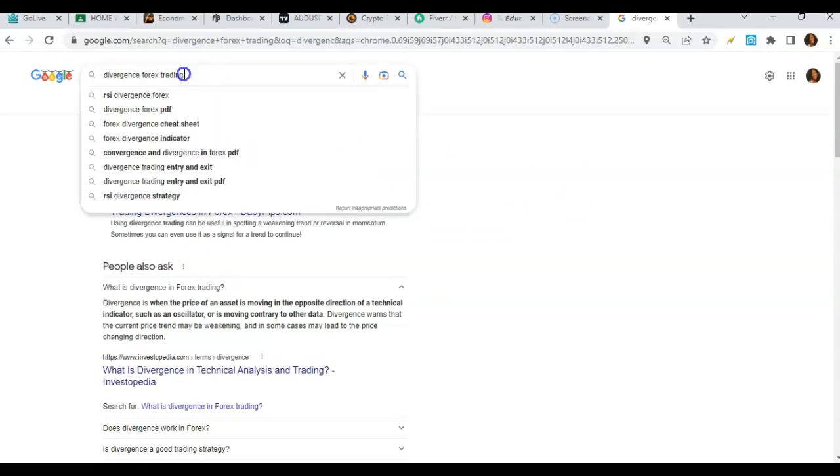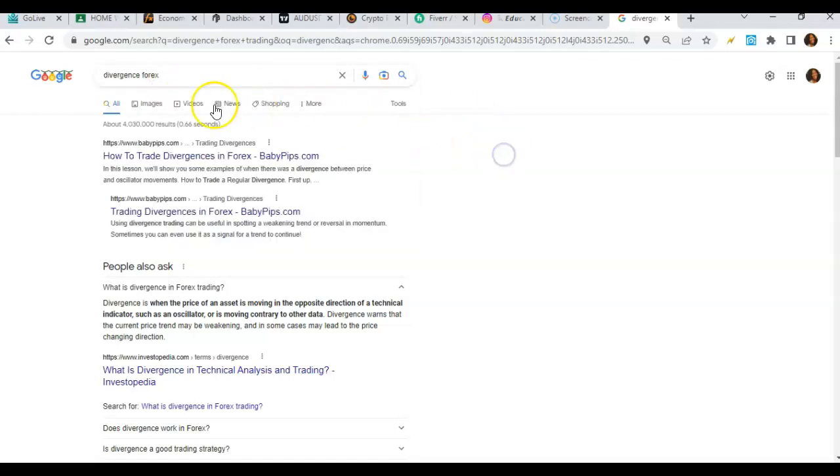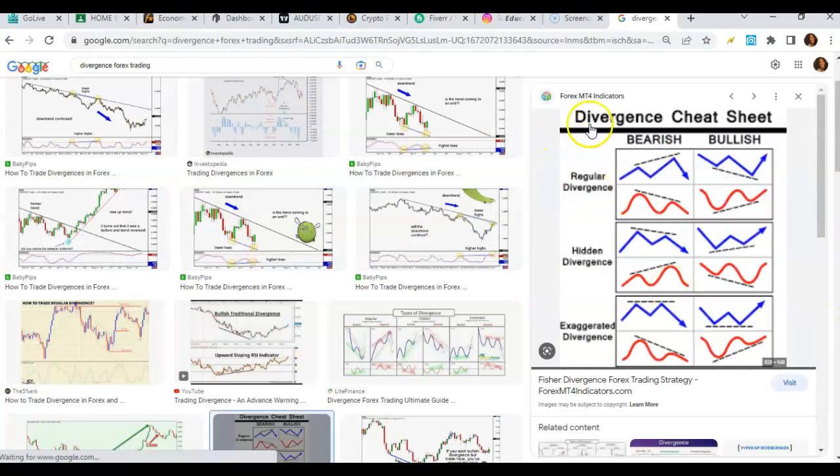When it comes to divergence, there are three different types. Let me pull up an illustration for you real quick. Here is a very good example of a nice cheat sheet, in which the blue is your current market and the red will be your indicator. The one we're going to go over today is just regular divergence. To me, they are all the same.